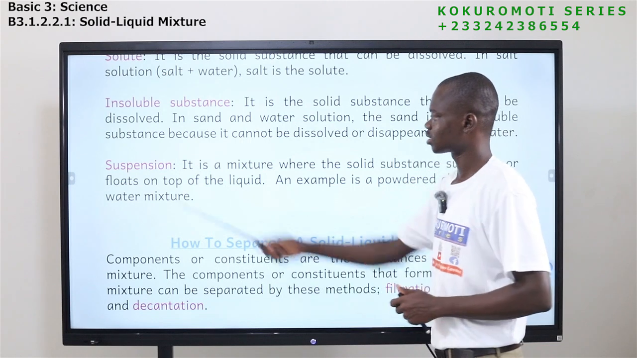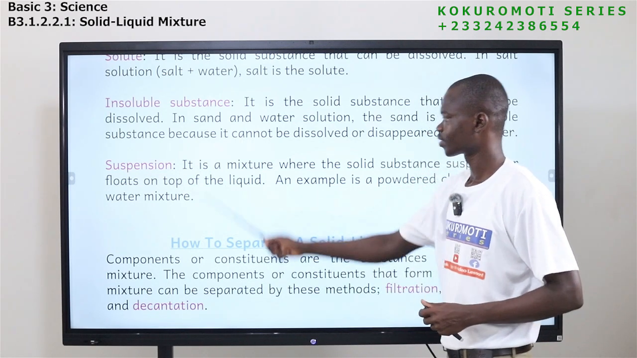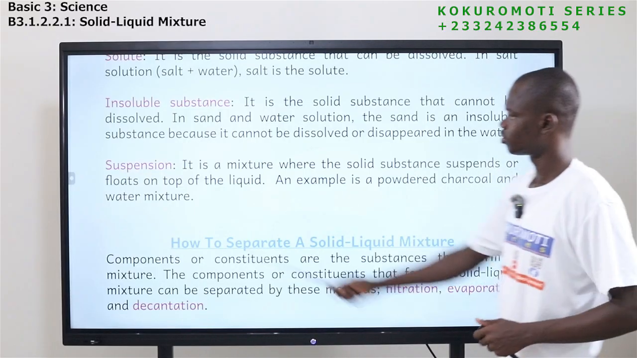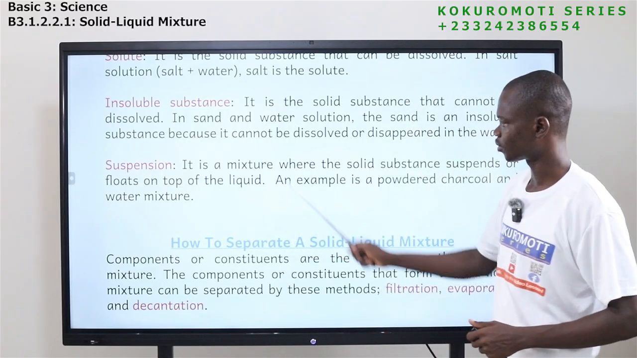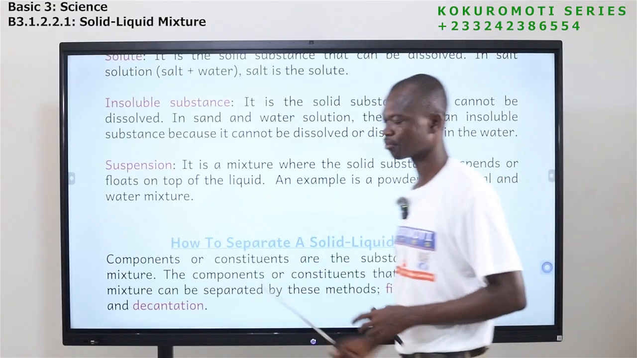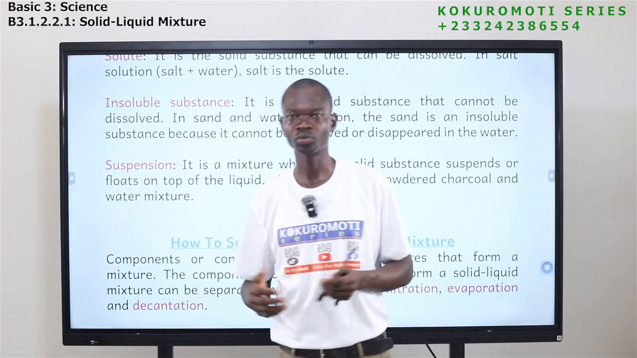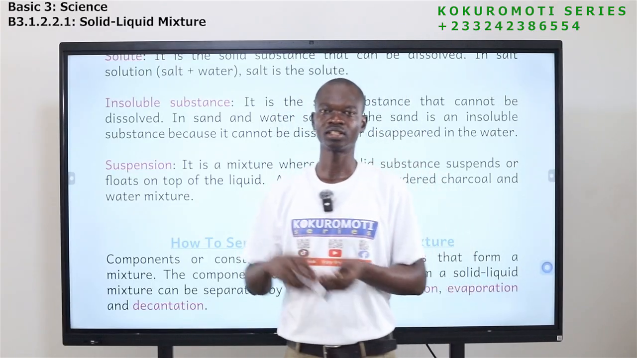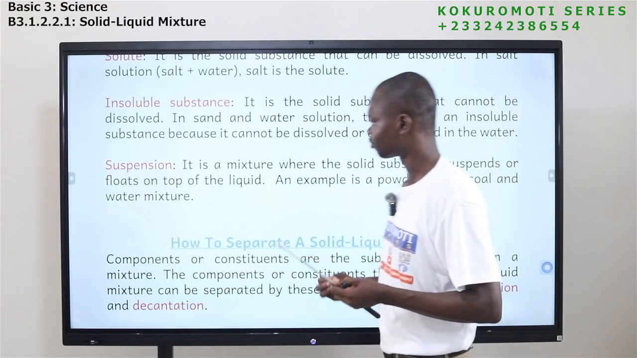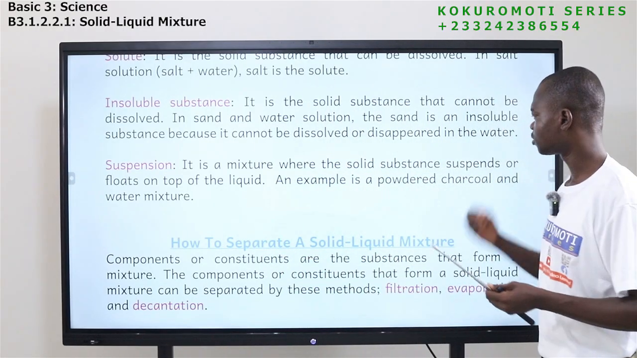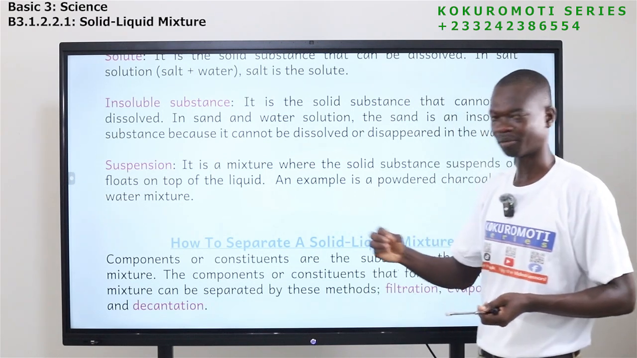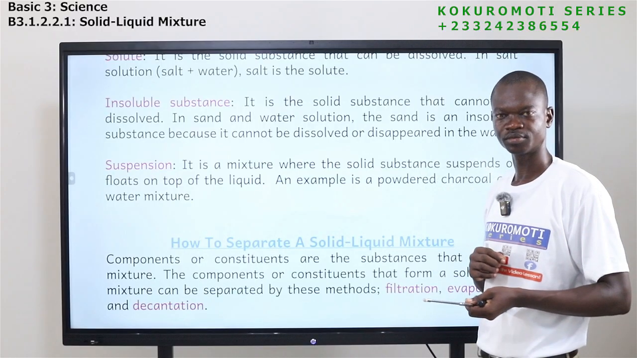We have the next word, suspension. Suspension is a mixture where the solid substance suspends or floats on top of the liquid. An example is a powdered charcoal and water mixture. So suspension too is a name or a term that is given to a mixture. In this mixture, the solid particles or the solid substance are not able to dissolve, but rather you see them on top of the liquid.